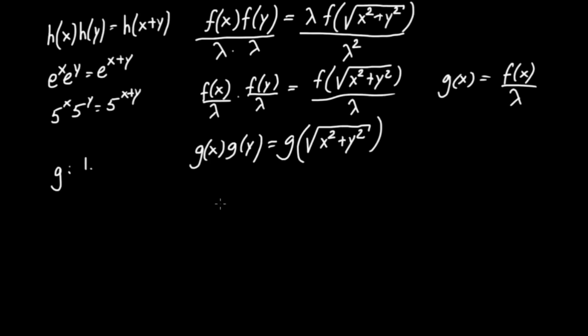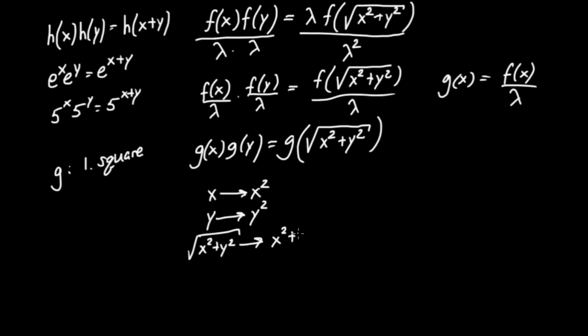First, we need some operation that's going to get rid of the square root on the right-hand side. And the operation that gets rid of the square root is squaring. So g is first going to be square the input. Let's see what happens when we square the input here. We square x, that goes to x squared. We square y there, that goes to y squared. We square the square root of x squared plus y squared. That goes to x squared plus y squared. Now notice, these two modified inputs, x squared and y squared, you sum these two and you get precisely this, which is now similar to that exponentiation functional equation. So first, g is going to be squaring the input.